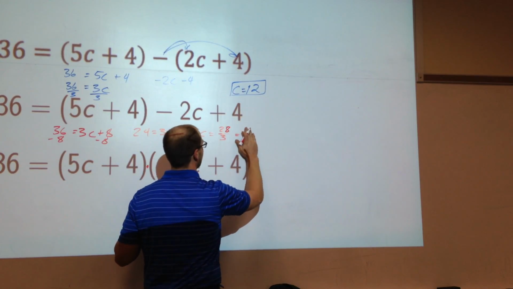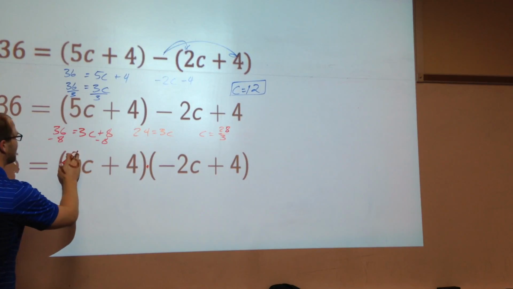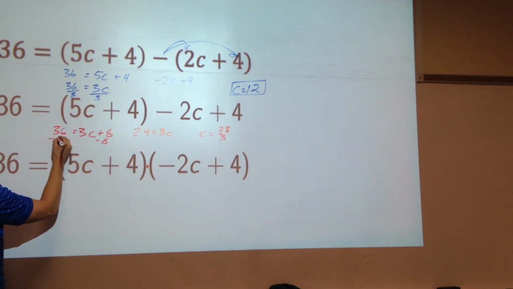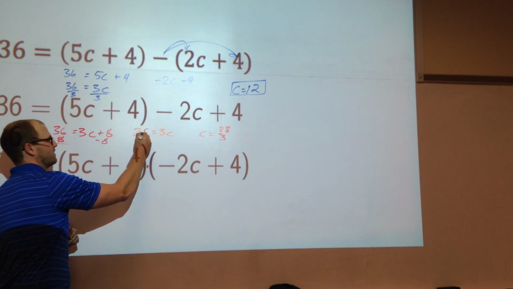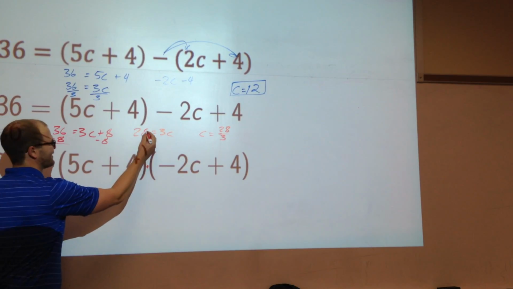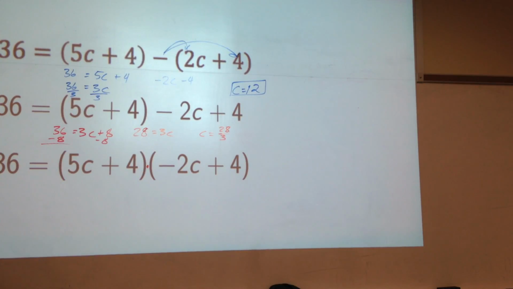Guys, arithmetic is really hard. Arithmetic, yeah, never mind, I'm going to get some people upset if I say that. 36 minus 8 is 28, sorry. There you go. I know, right? I was just waiting for you. Okay, there we go. Sorry about that.